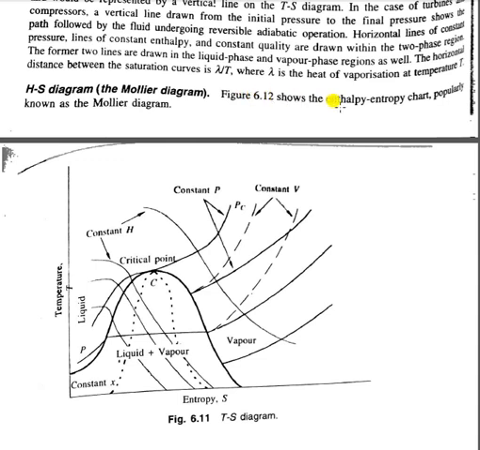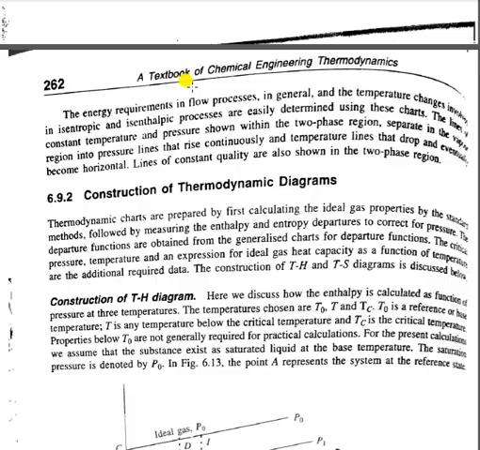So the figure shows the entropy enthalpy chart, popularly known as a Mollier diagram. The energy requirement in this flow process, where the general and temperature changes are involved, is isentropic and isenthalpic.